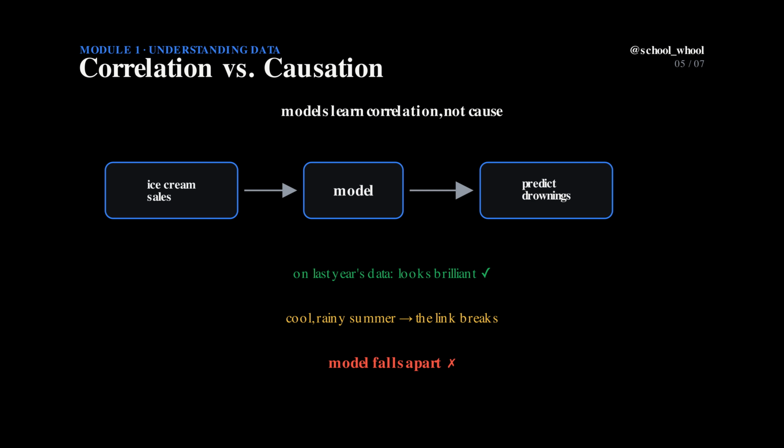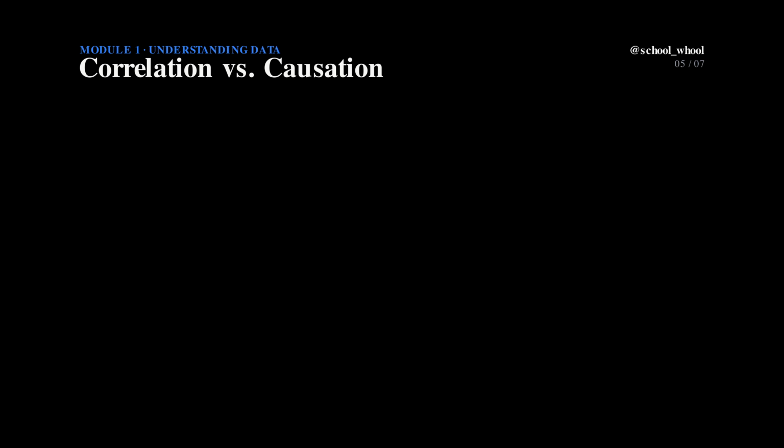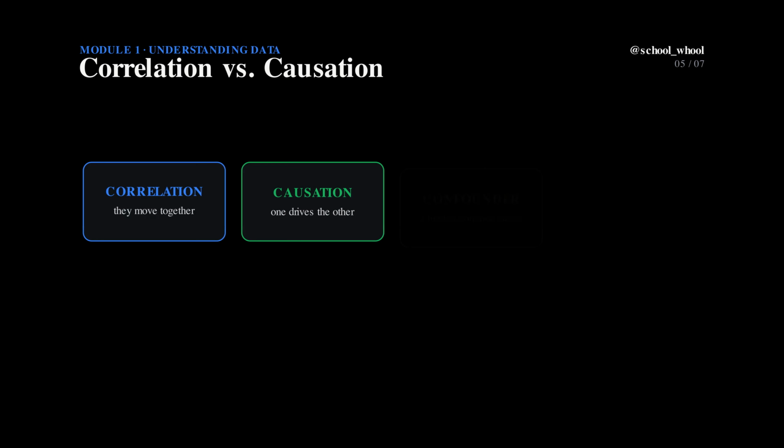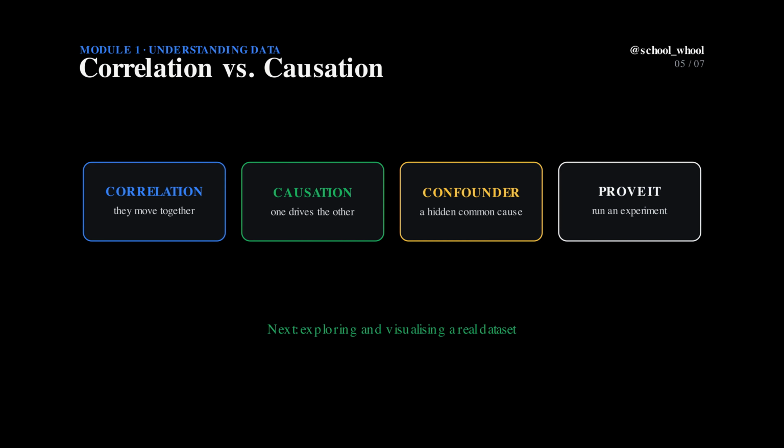So, burn this into memory. Correlation means two things move together. Causation means one actually drives the other, and correlation alone can never prove it. Watch for confounders, those hidden common causes, and to be sure of a cause, run an experiment. Next, we'll put these ideas to work by exploring and visualizing a real dataset.